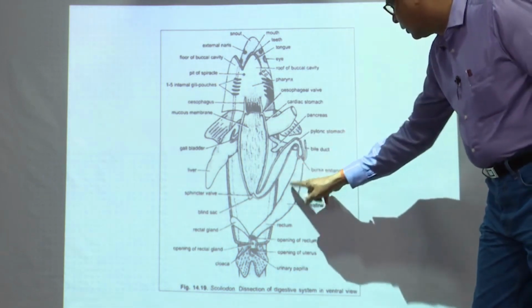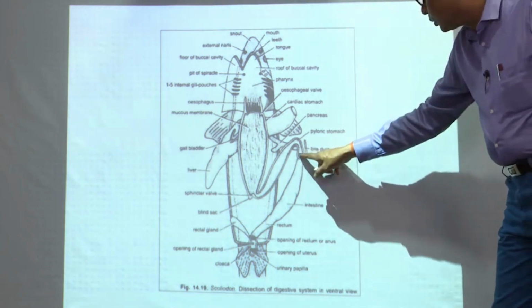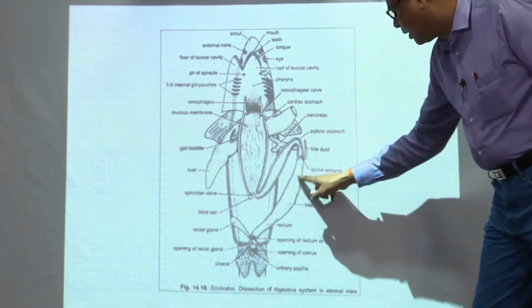Okay. So then this continues to the what? This is known as bursa antenna. I have written here bursa antenna. So this part is again what? This is the intestine part or duodenum.